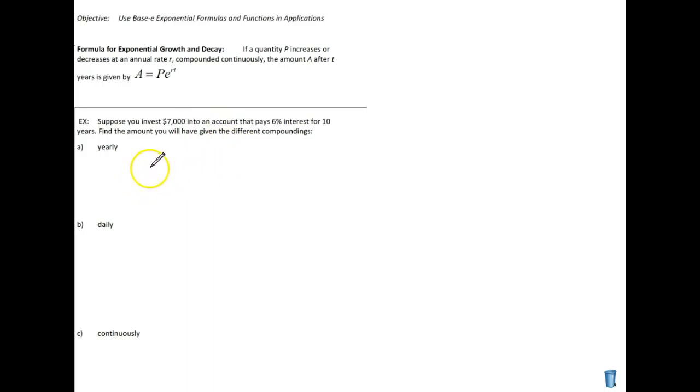So consider this problem. Suppose you're investing $7,000 into an account that pays 6% interest for 10 years. Find the amount that you'll be given under these different compounding. So let's talk about yearly. So let's recall for our compound interest formula, we have our final amount A was equal to P times 1 plus r over n, and then we raise that to the nt power, right? So this is for compound interest. We are going to use this for yearly and for daily, but then for continuous compound interest, we're going to use this formula up here at the top, okay?